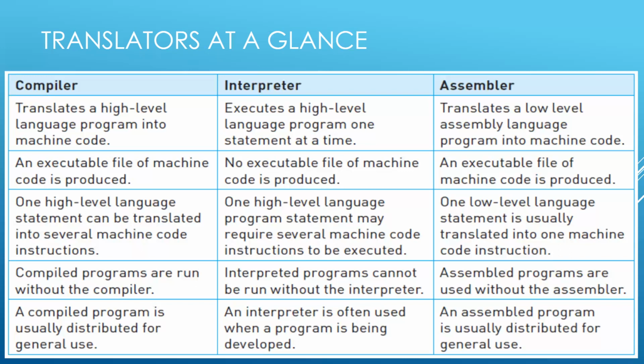And then assembler, the last one. It translates a low-level assembly language program. Now, be cautious about the term program. That is very important. If you missed the word program in your answer, that will not be treated as a correct answer, because all these translators compile the programs that you write in your high level or your low level. An executable file of machine code is produced by the assembler. One low-level language statement is usually translated into one machine code instruction.